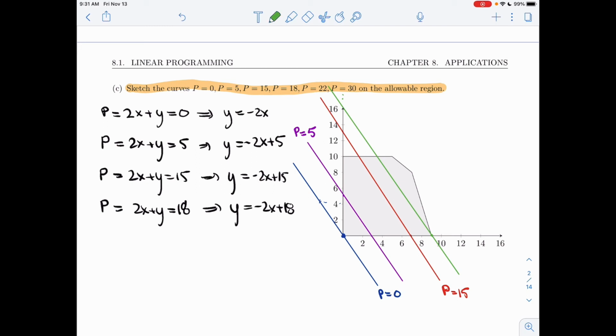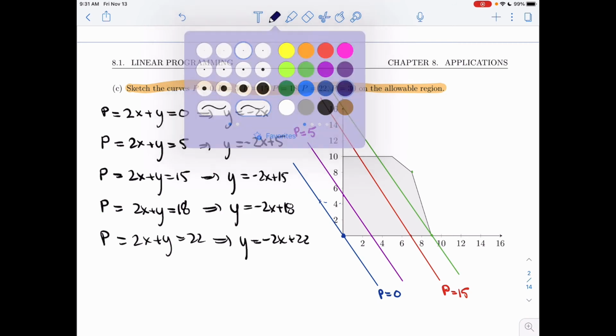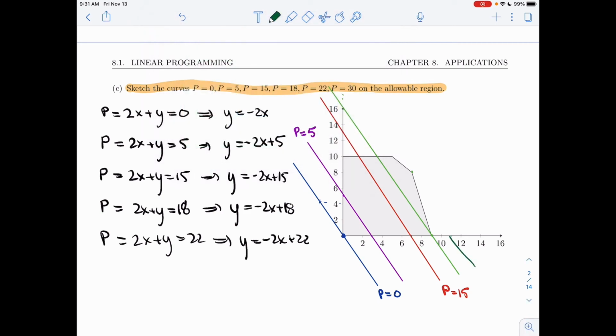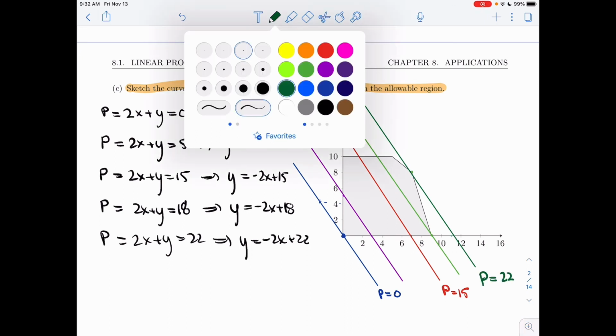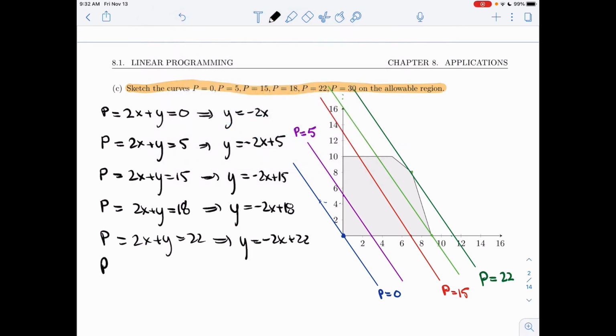And then p equals 22. We know it includes this point, and it will hit at 11. Let me use dark green. So 11 and this point. And it will again be parallel to all of these lines. So this is p equals 22. And if I go to 30, then it's going to be completely outside our allowable region.